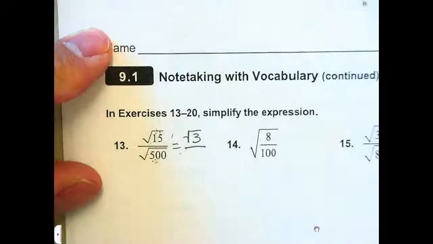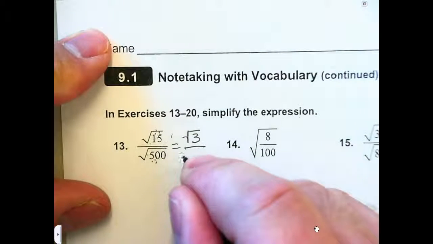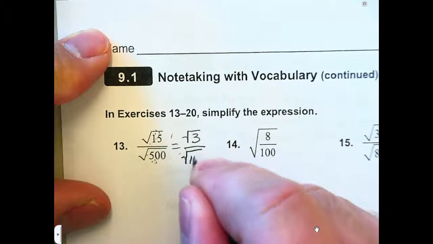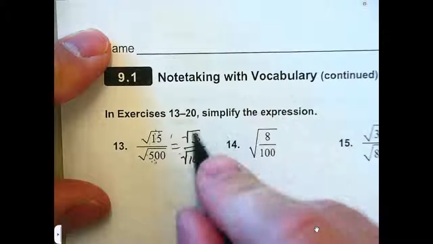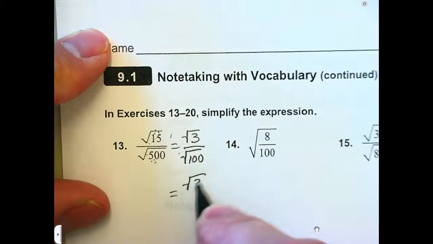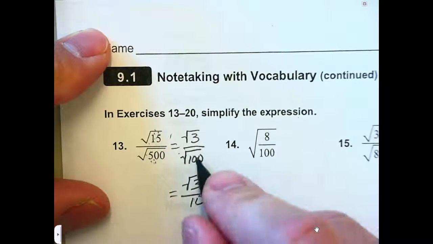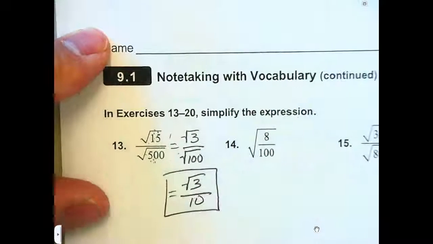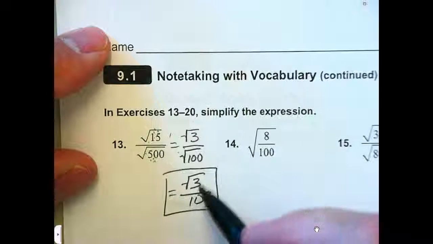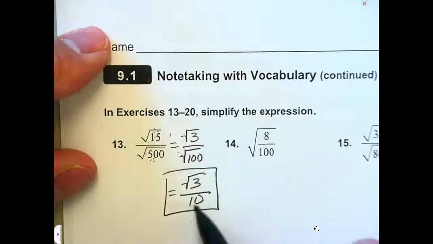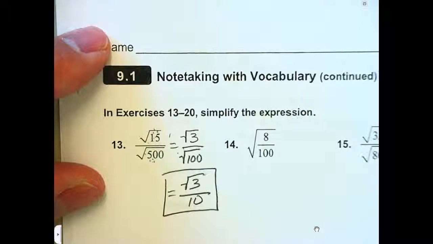And how many 5s go into 500? Yeah, 100. How does that help? Well, the top is now root 3. What's the bottom? It's just 10. Square root of 100 is 10. That's our answer. It's okay to have a radical in the top, but if you ever get a root in the bottom of your problem, that's bad. Can't do that. What would you do? You'll find out, but you just can't do it.